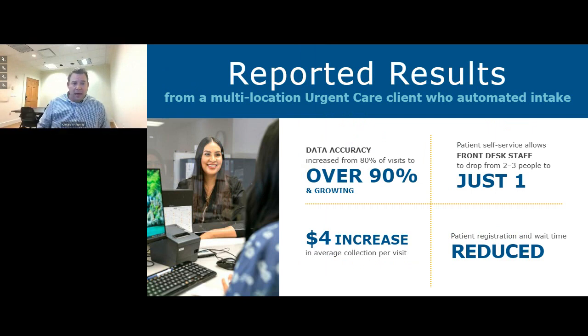Reported results from a multi-location urgent care with automated intake: data accuracy over 90%. That completely reduces rework. A $4 increase on a per visit environment, you're talking millions of dollars if you apply that to the number of visits within your environment. Reducing front desk staff from 2 or 3 people. You think about this in terms of each care setting that you have and how many front patient access people do you have to arrive that individual patient. Reducing that down to single employees, being able to facilitate all of the interactions with your patients.